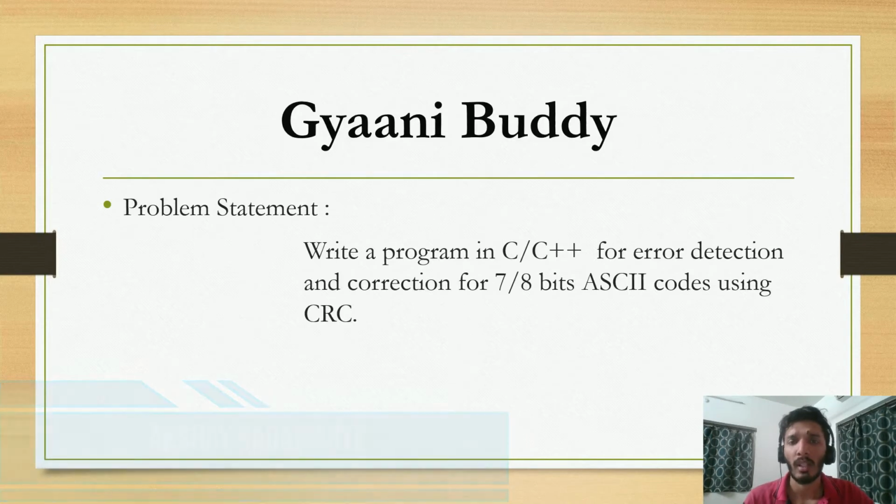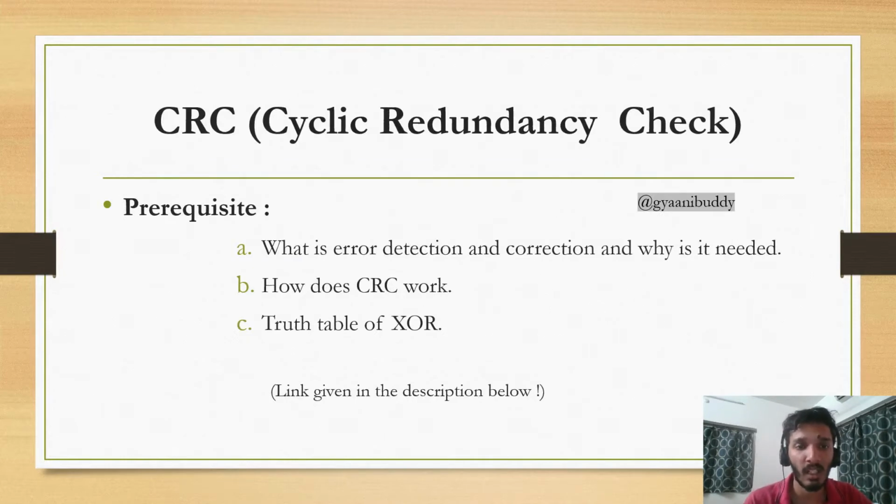So today we are going to learn about what CRC error detection is and how it is implemented. Here is a list of some prerequisites which you should be familiar with: what is error detection and correction and why it is needed, how does CRC work, the truth table of XOR and its working. I would recommend you to pause this video right here and check this all out through the link given in the description below. Now let's get down to actual business.